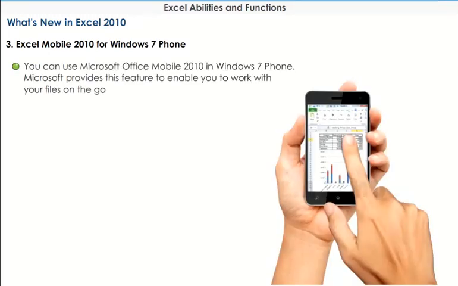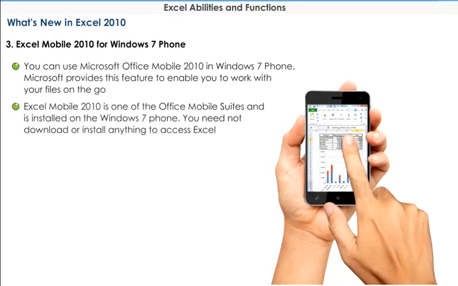Excel Mobile 2010 for Windows 7 phone. You can use Microsoft Office Mobile 2010 in Windows 7 phone. Microsoft provides this feature to enable you to work with your files on the go. Excel Mobile 2010 is one of the Office mobile suites and is installed on the Windows 7 phone. You need not download or install anything to access Excel.